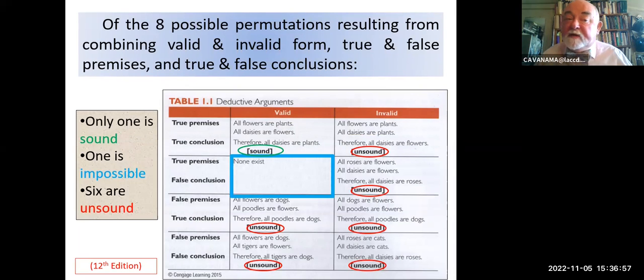Of the 8 possible permutations resulting from the combination, 6 of them are unsound. We'll come back to soundness in a minute, circled in red. 1 of them is impossible. That's the aqua square or rectangle. And only 1 is sound. That's the green circle. So a sound argument is kind of hard to come by. Out of every 8 possible examples, only 1 is sound, and of course, 1 out of 7 of the possible examples.